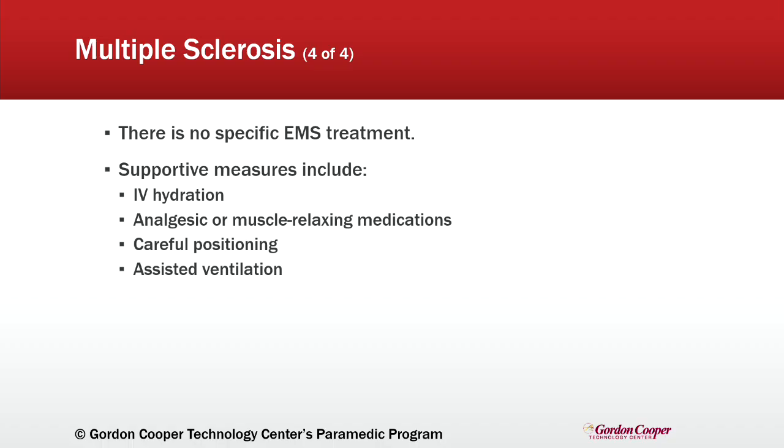There's no specific EMS treatment for multiple sclerosis in the field, but you should allow extra time for your assessment and realize that patients may lack sensation, which may make physical exams much harder to interpret. Supportive care includes IV hydration, administering analgesics and muscle relaxing medications as needed. Position the patient carefully to avoid injury and provide ventilatory assistance as needed.